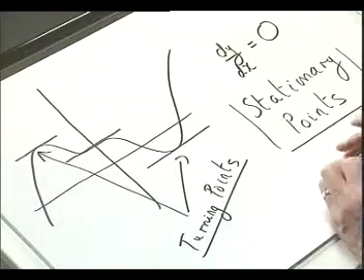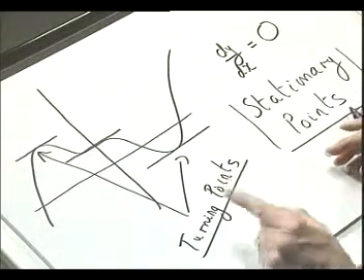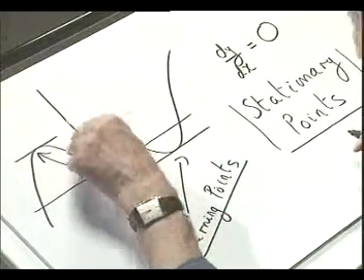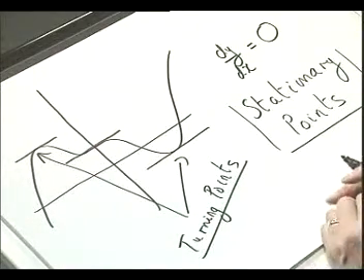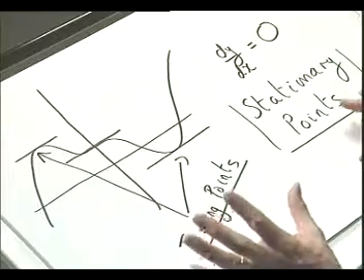The thing to realise, though, is that if dy by dx is 0, that doesn't mean we've got a turning point. We might have one of these. That's what makes life just a little bit tricky. But nevertheless, the thing to remember is that at turning points, dy by dx is 0.